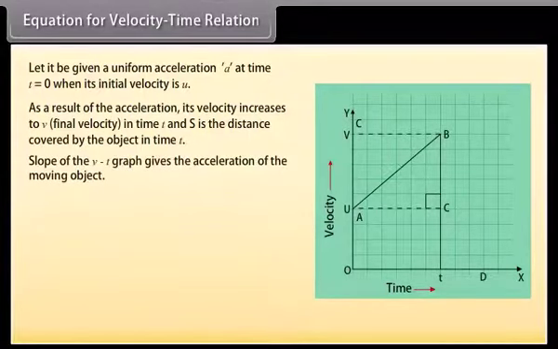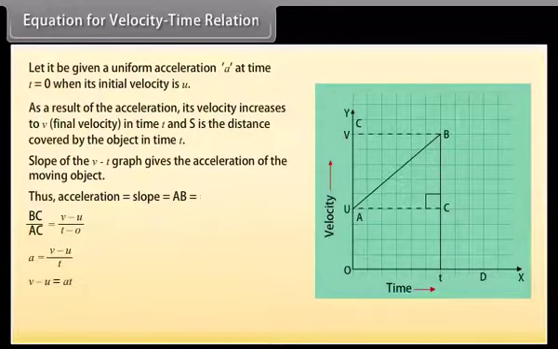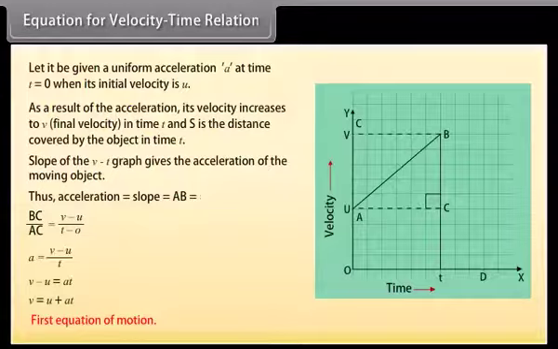The figure shows the velocity-time graph of the motion of the object. The slope of the v-t graph gives the acceleration of the moving object. Thus, acceleration is equal to slope, which equals AB upon... BC upon AC, which is equal to (v minus u) upon (t minus 0), where a is equal to (v minus u) upon t. This gives v minus u equal to at, so v equals u plus at, which is the first equation of motion.